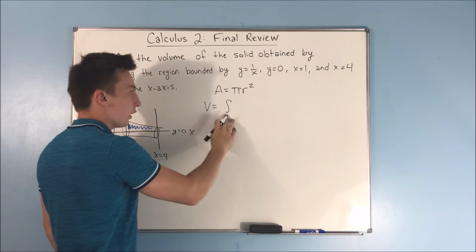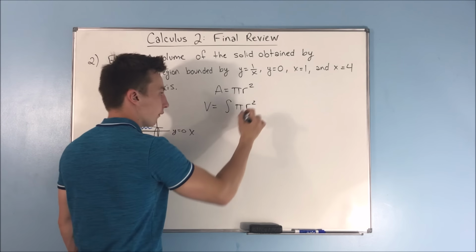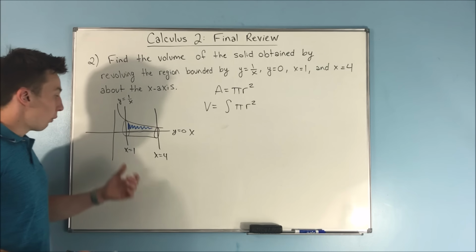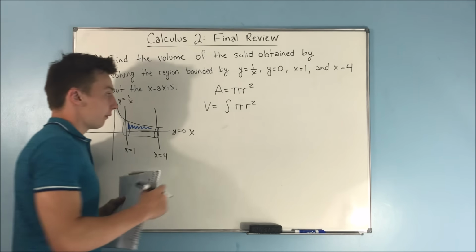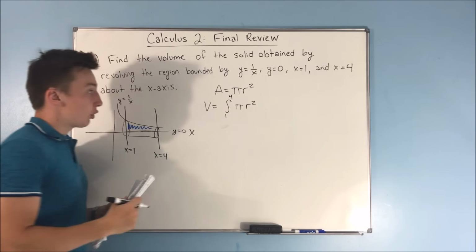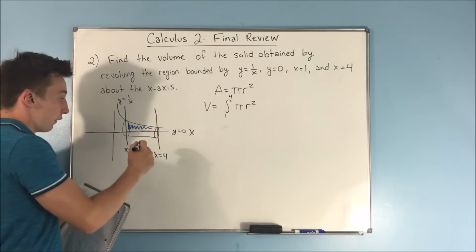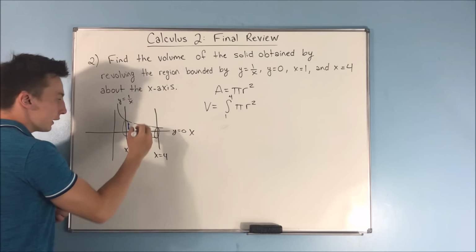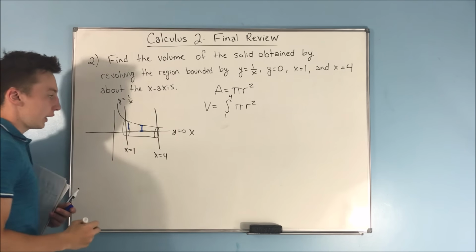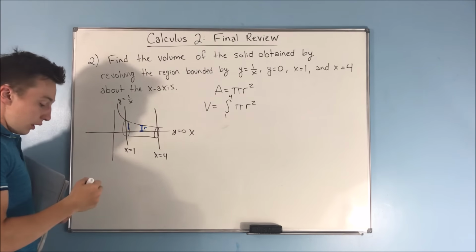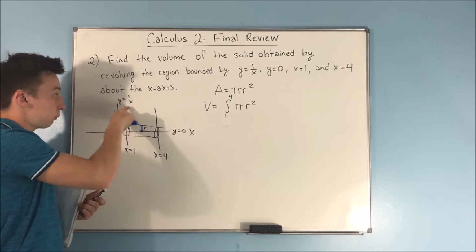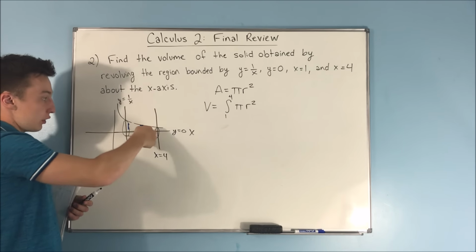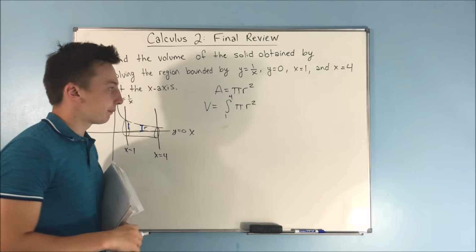We integrate pi r squared. And how do we go about doing that? Well, our bounds are going to be from 1 to 4. And your radius, well, that's the distance from your curve to the axis of rotation. So that is r. Now, we know that the radius is 1 over x. The distance from this curve, 1 over x, to the x-axis is 1 over x.